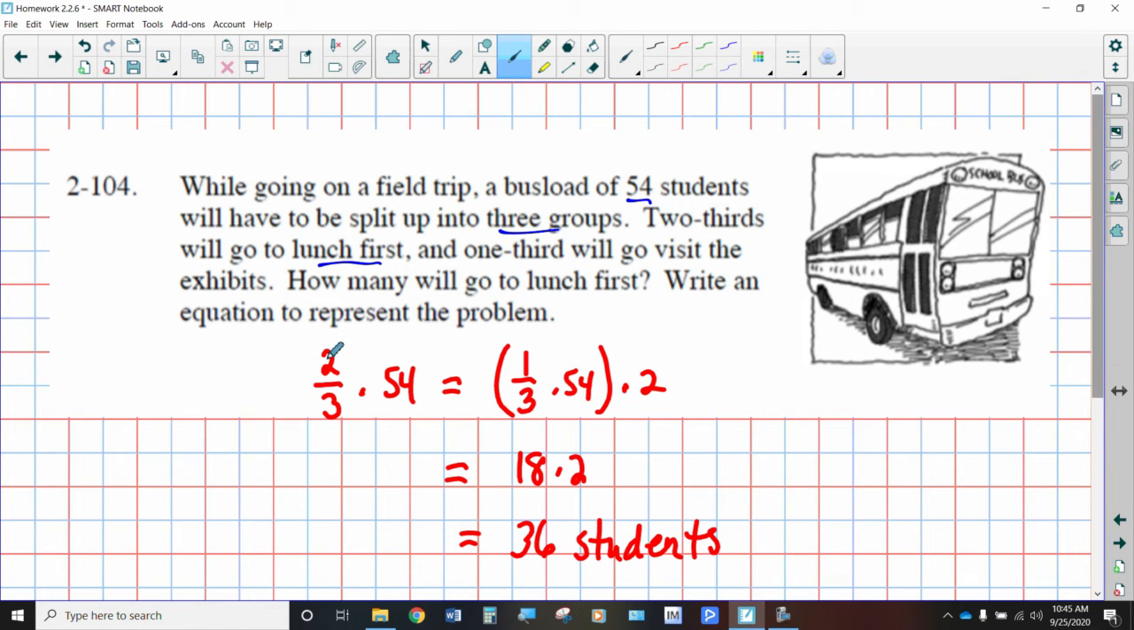Well, we've got to figure out what 2/3 of 54 is. So let's start by figuring out what 1/3 of 54 is. 54 divided by 3 is 18. So double that, and that means 36 students will be going to lunch first, which means that the remainder will be going up to an exhibit. And if you add 36 and 18 together, you should get 54 for your answer, and you do, so you know that you've done all the math correctly.